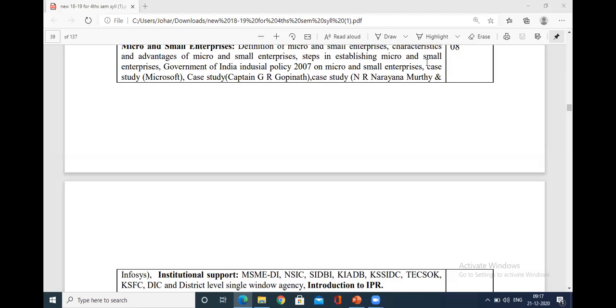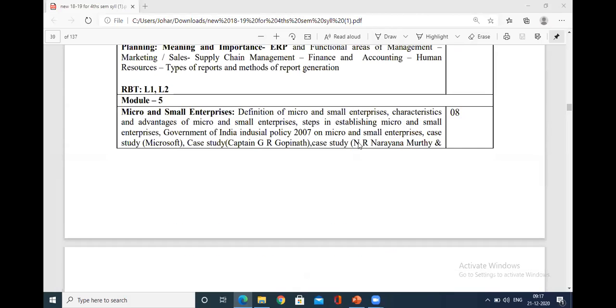So today, let us continue the topic, the module 5. That is steps in establishing micro and small enterprise. Last class I just briefed through the diagrammatical representation, that is, all the various steps we had in establishing micro and small enterprise.